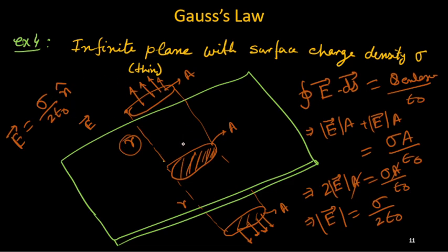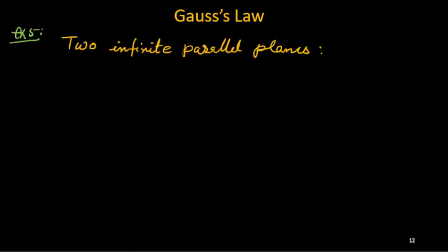If you consider a point close to the surface, whatever field is there, if it is after 1 meter, you will get the same electric field. This value is sigma upon 2 epsilon naught, and it is perpendicular to the surface, right? Now the final one: 2 infinite planes, parallel to each other, having certain charge distributions.